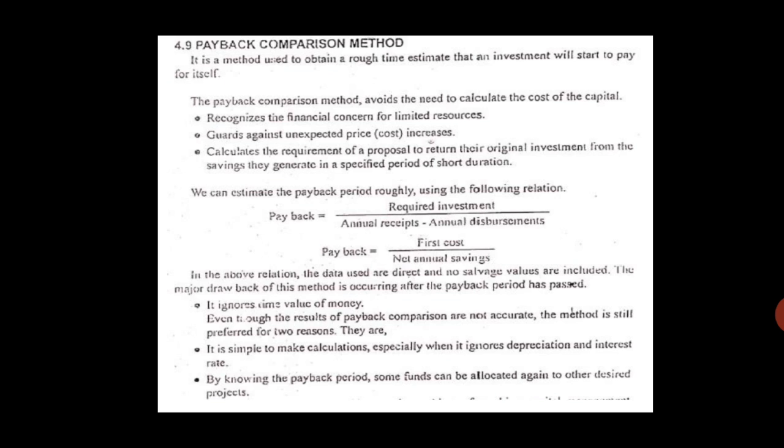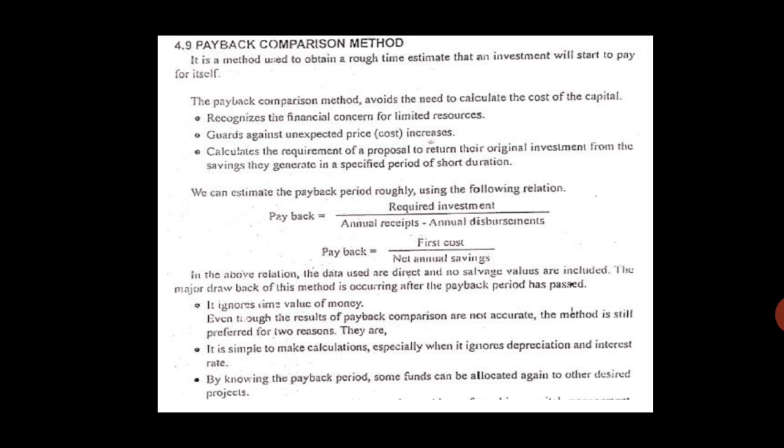Suppose I will give an example. Suppose you buy a taxi for 5 lakh rupees. Okay, so initial investment is 5 lakh rupees. And annually, suppose your receipts are 2 lakh rupees and you are spending 1 lakh rupees as disbursement, that is for petrol, maintenance, driver and all. So payback is equal to first cost, that is 5 lakhs, divided by net savings, that is 2 lakhs minus 1 lakh, which is 1 lakh rupees. So the payback period is 5 years.